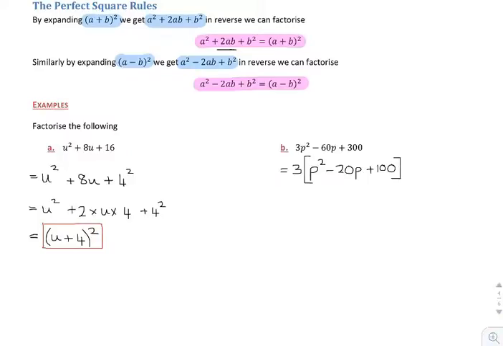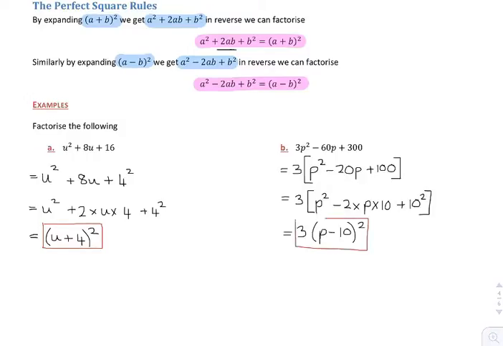Again, we're going to rewrite this with our p squared, and instead of 100, we're going to use 10 squared. The middle term will be 2 times p times 10. This here meets the requirement for our second perfect square rule, which means that we can factorize this using a as p and b as 10, giving us 3 bracket (p minus 10) all squared.